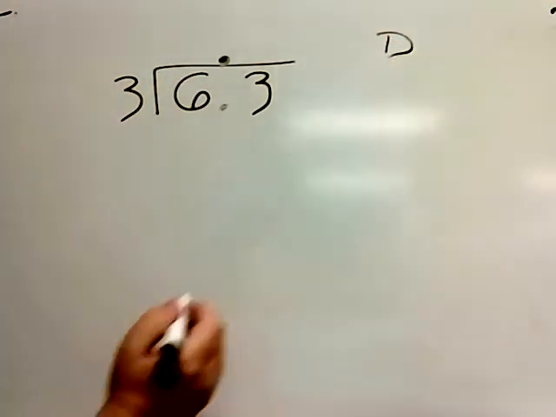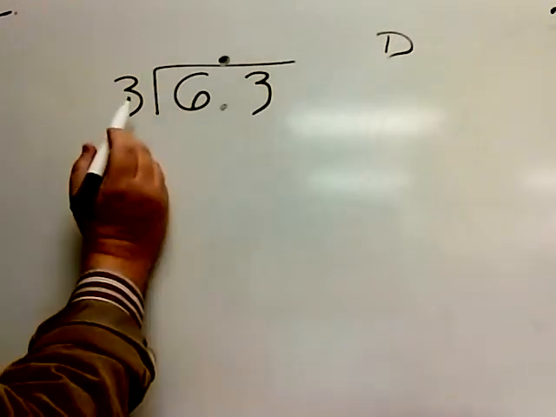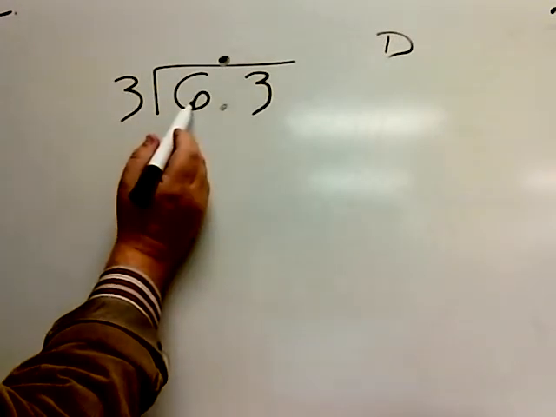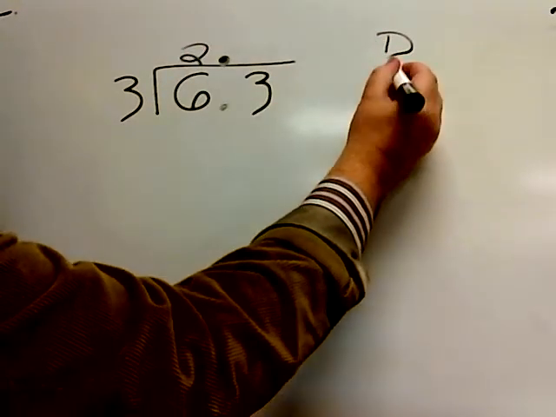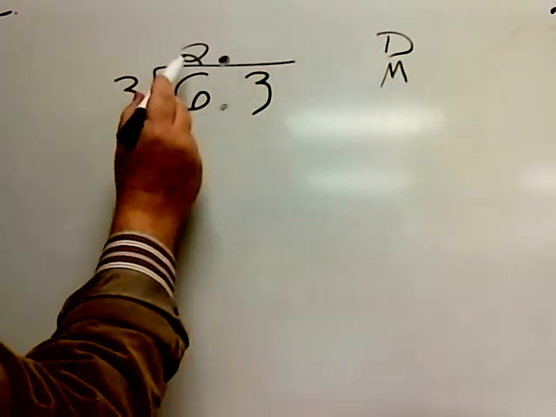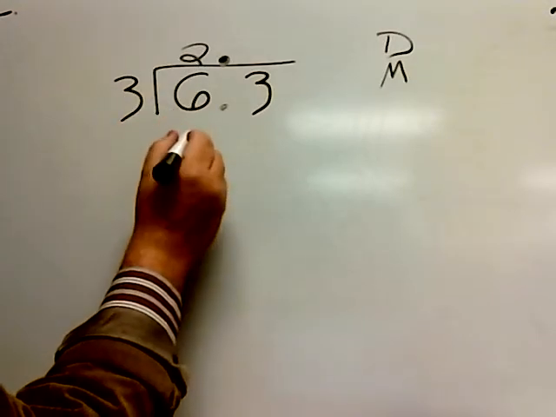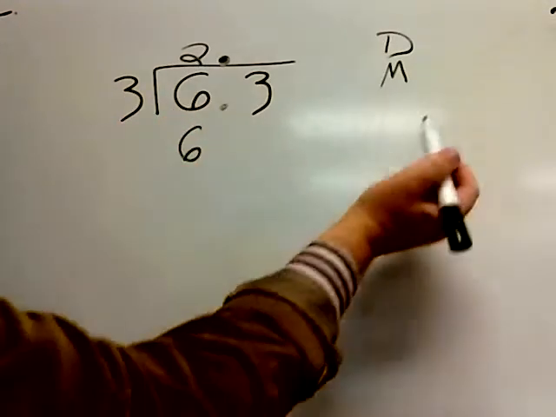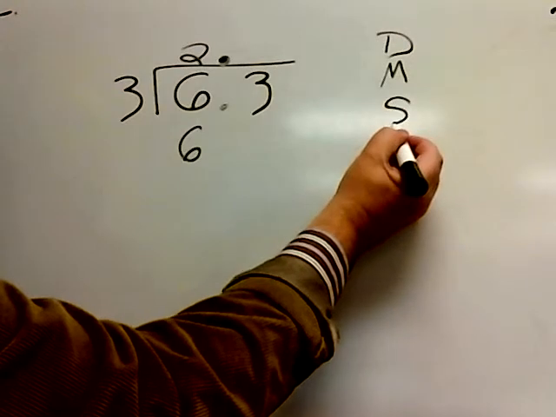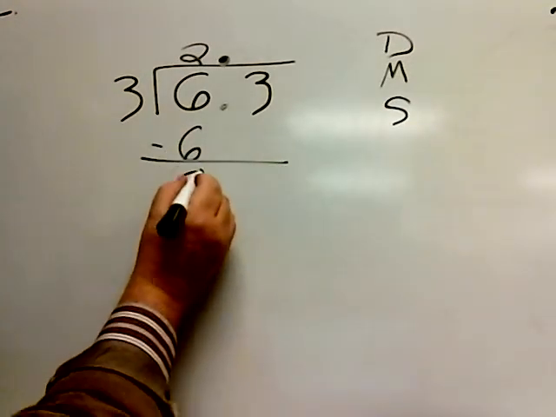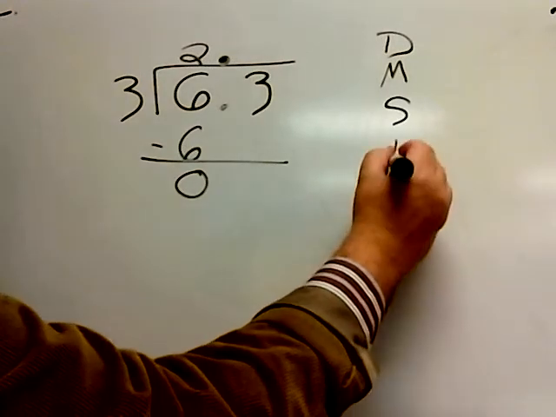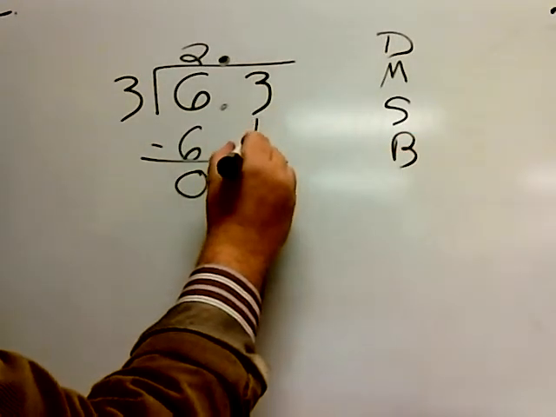Our first step is going to be to divide. 3 goes into 6 2 times. I divide, next I'll multiply. 2 times 3 is 6. After I multiply, I subtract. 6 take away 6 is 0, of course. My next step is to bring down.